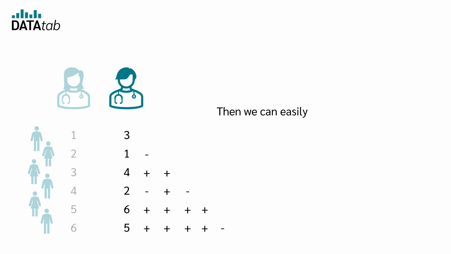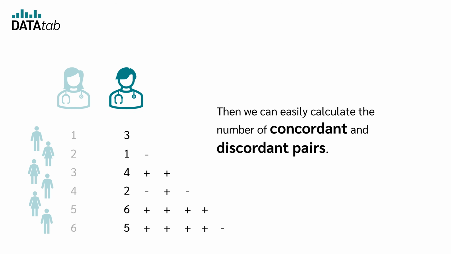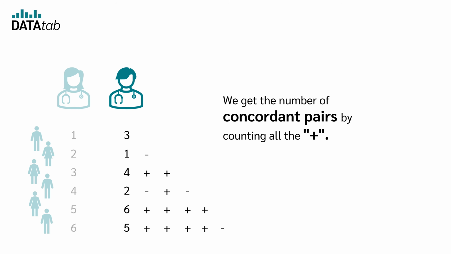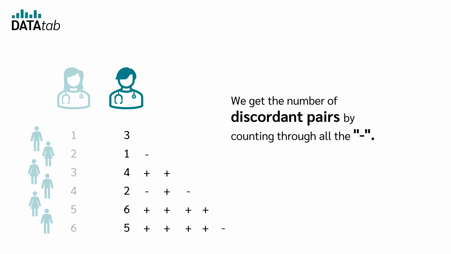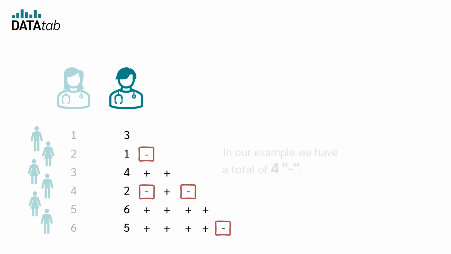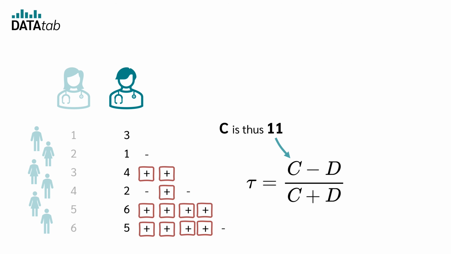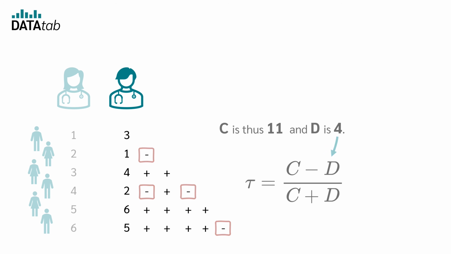Then we can easily calculate the number of concordant and discordant pairs. We get the number of concordant pairs by counting all the plus. In our example, we have 11 plus in total. We get the number of discordant pairs by counting all the minus. In our example, we have a total of 4 minus. C is thus 11 and D is 4.